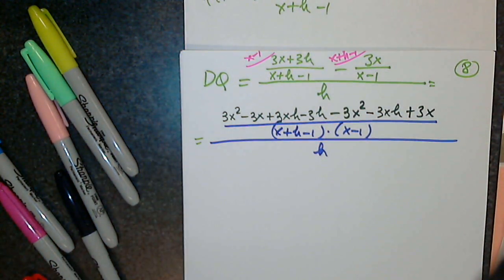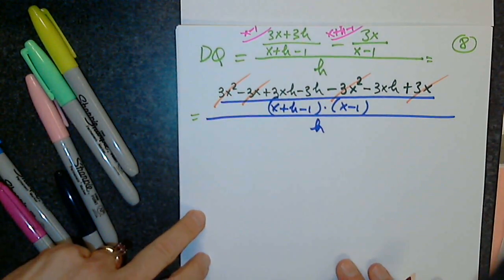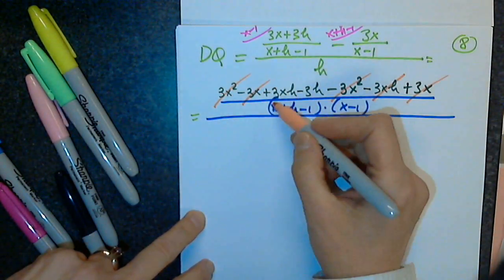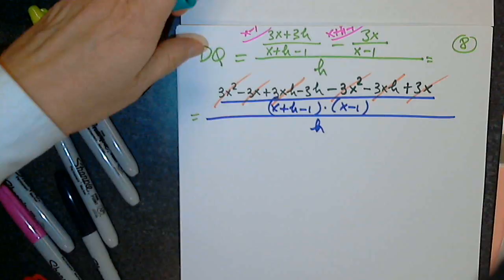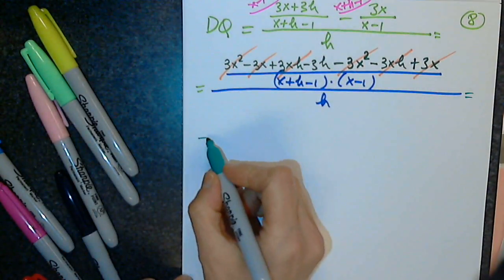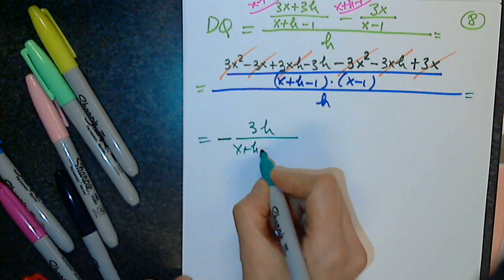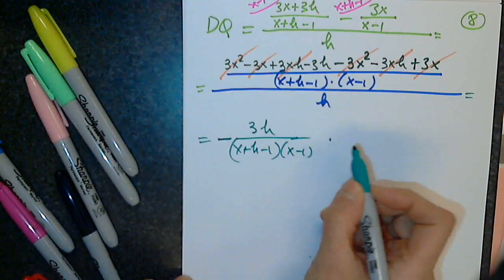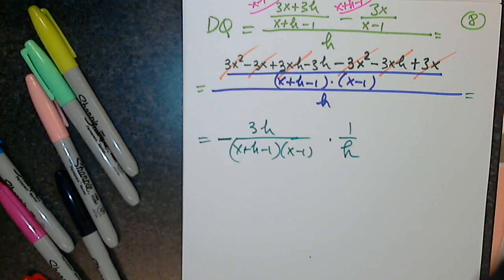Very good. So dictate which terms go away. The 3x plus and 3x. How many terms are left at the top? Yes, and as you see in this particular case, even terms with h go away, which is possible, but definitely mandatory. The terms without h must go away. Very good. So now how many terms are left at the top? 1. Yes, so I have negative 3h over x plus h minus 1 times x minus 1 multiplied by? Very good. Awesome.